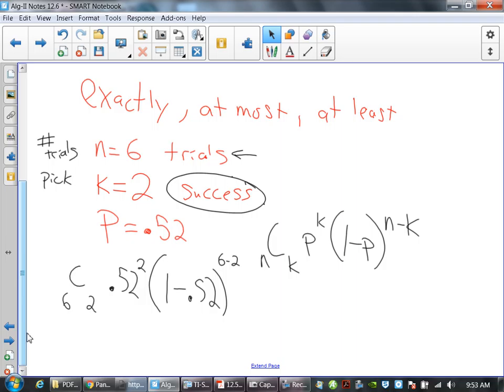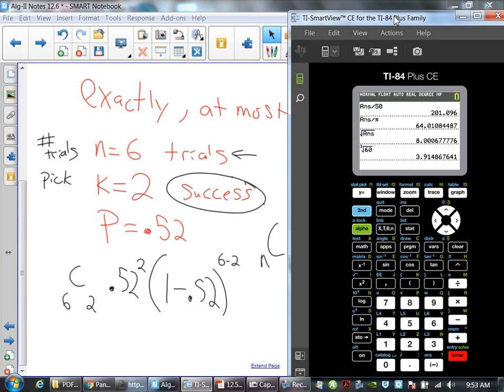Let's do it this way first. It was under math. So 6 choose 2, 0.52, in this case squared, parentheses 1 minus 0.52 to the 6 minus 2, which I could probably figure out in my head.